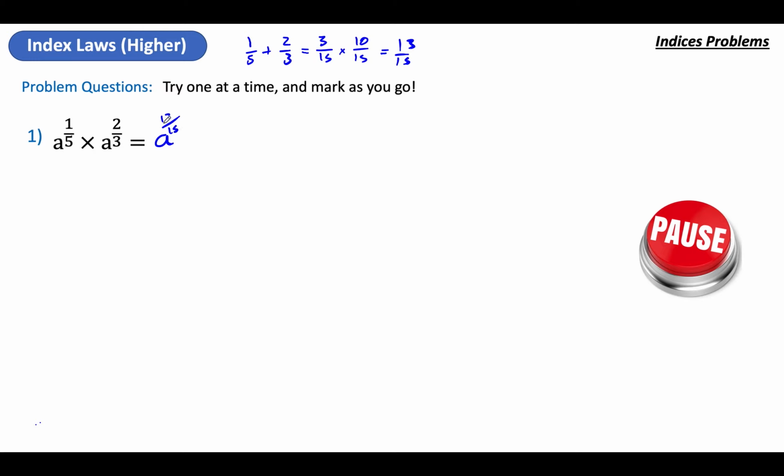All right. So same basic rules, just slightly harder numbers, I guess. Right, question 2 then. So pause again and unpause when you are done.